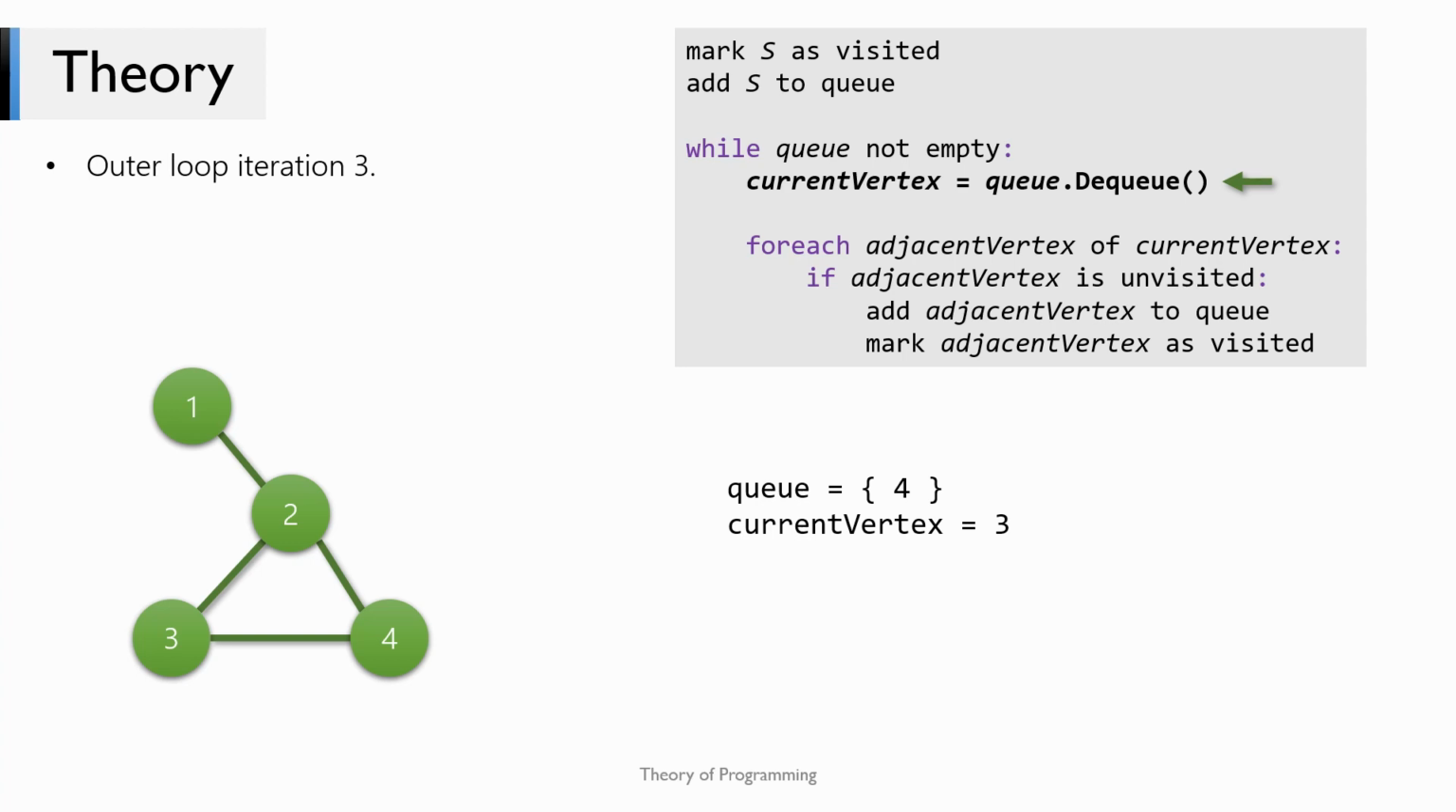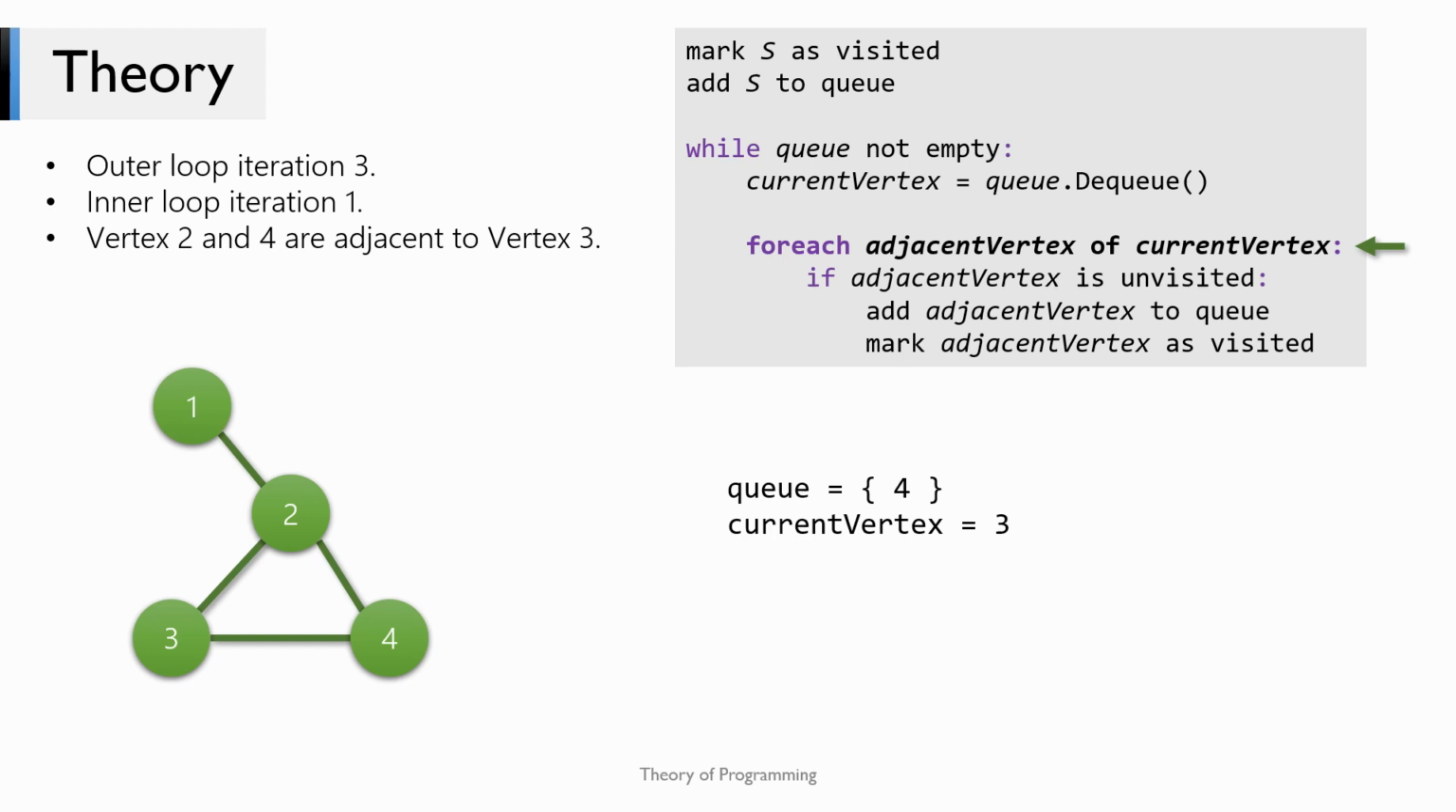Queue is the first in first out data structure. So pulling out the topmost element from the queue will give us vertex 3. So the variable current vertex will now hold the value of 3. Now we look at each adjacent vertex to vertex 3. Vertex 2 and vertex 4 are adjacent to vertex 3. Let's iterate this for loop in that order.